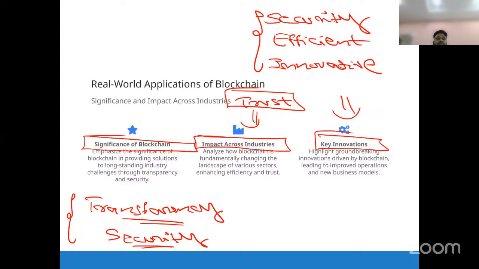Okay, so now let me ask you a question so that you all can understand it. Can you think of any industry where transparency and security are very important? How do you think blockchain could help? Which industries do you think need transparency and security very much, and how is blockchain going to help there?